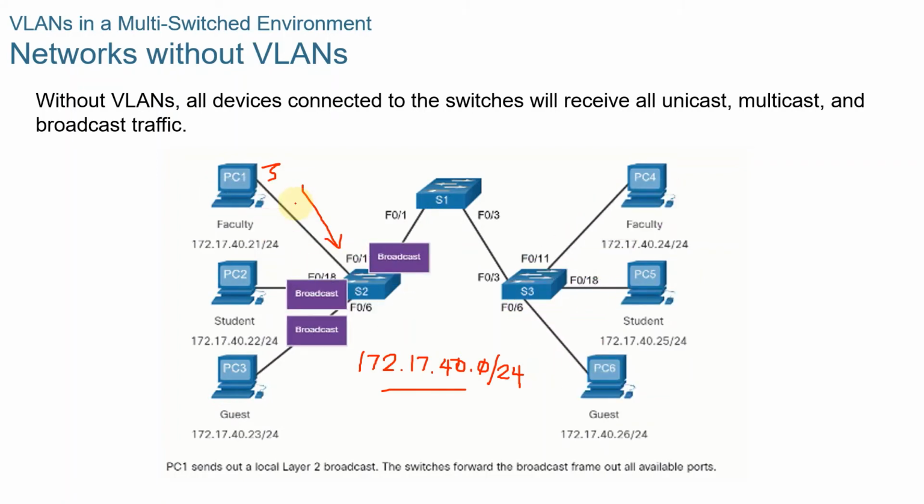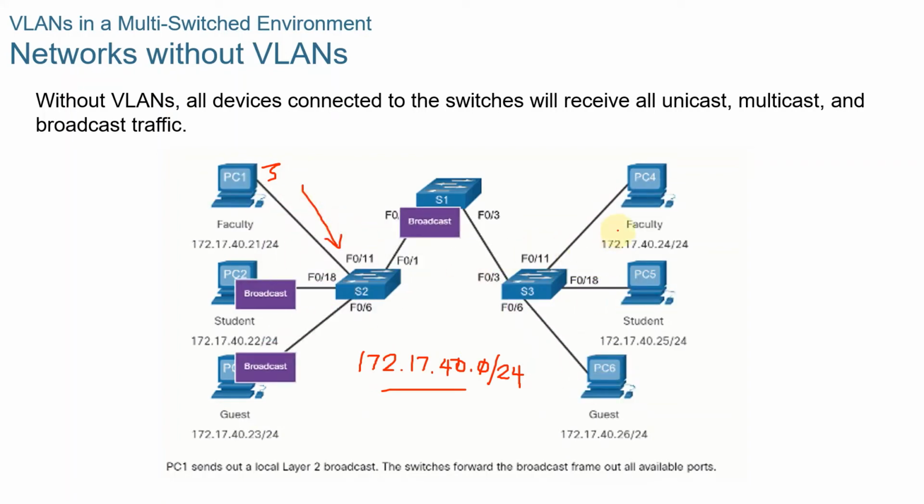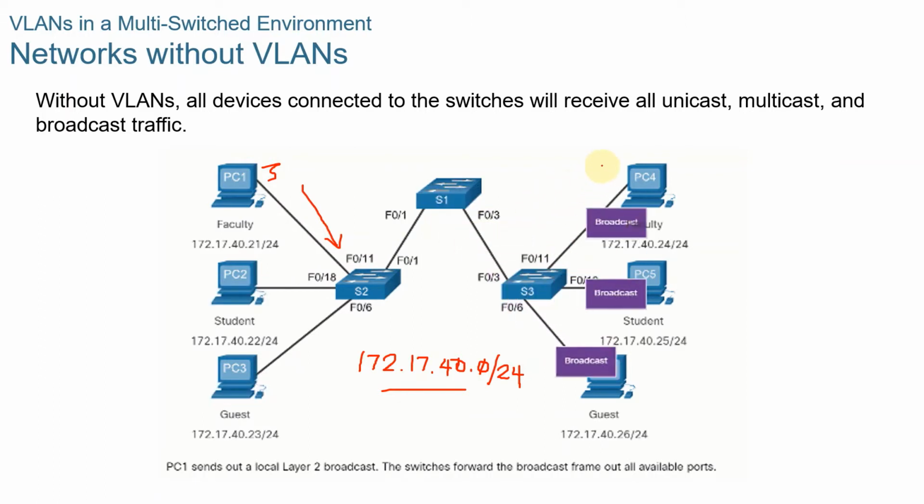Eventually the entire network receives the broadcast because the network is one broadcast domain. So even though we have 3 switches here, it is considered one broadcast domain because all of these workstations or computers are on the same subnet, and without any VLAN configured on it, all of them are said to be on VLAN 1.